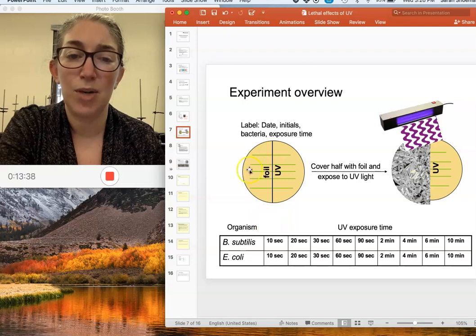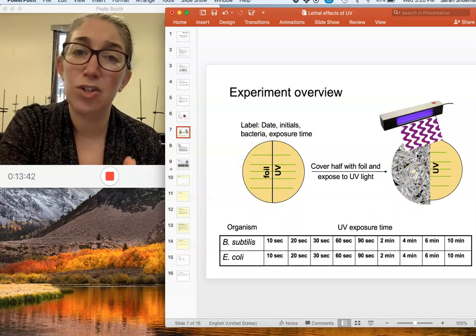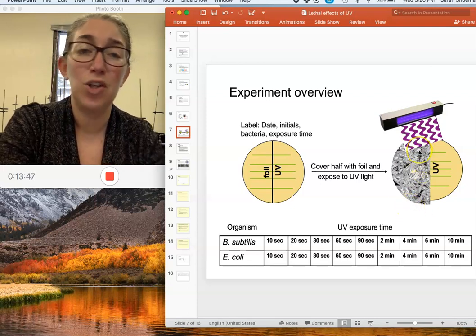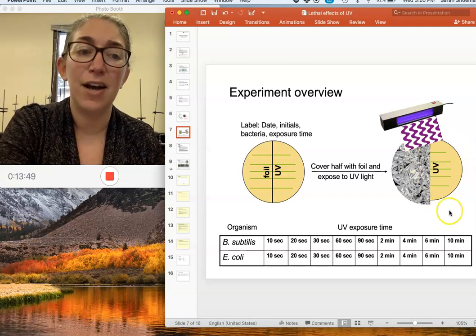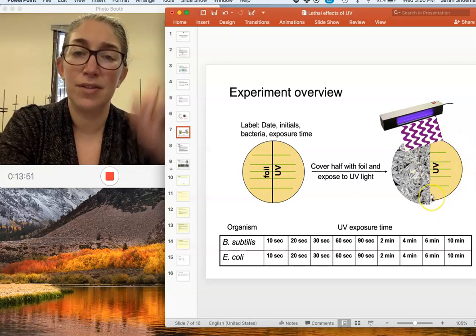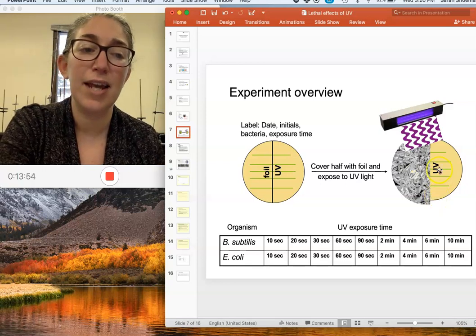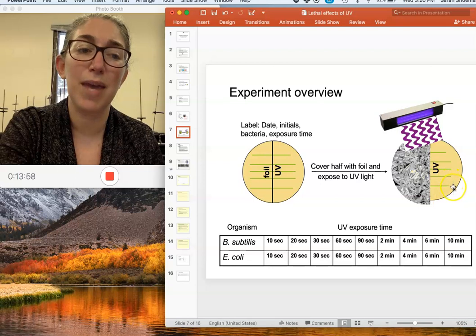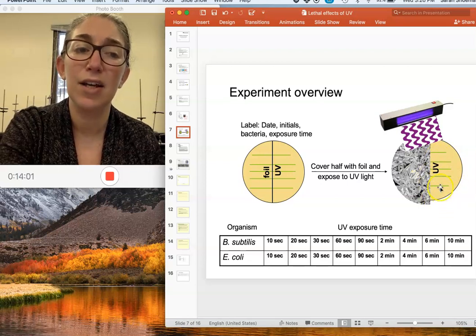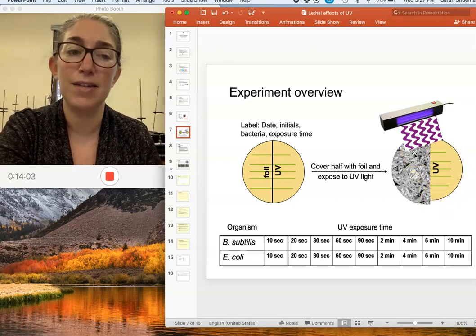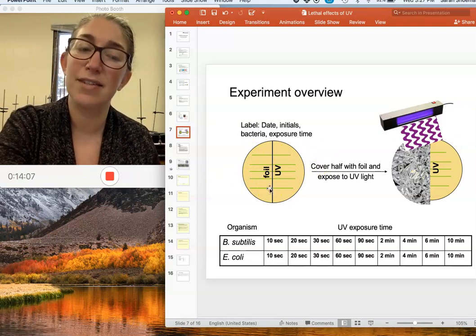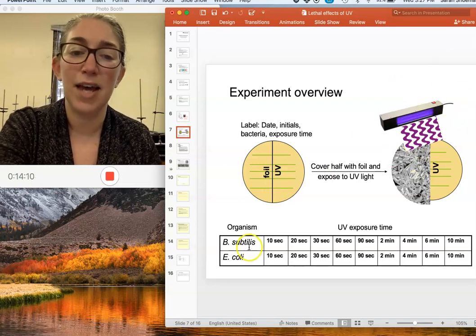One side of the plate we're going to cover with foil, and that is going to be the control side of the plate. That will show us how the bacteria would grow with no UV light. The other side of the plate we will expose to the UV light and we'll see a difference in growth on that side. Then we'll be able to compare the growth on the UV side to the growth on the non-UV side. We assume that it would grow equally on both sides if we didn't use the UV light.